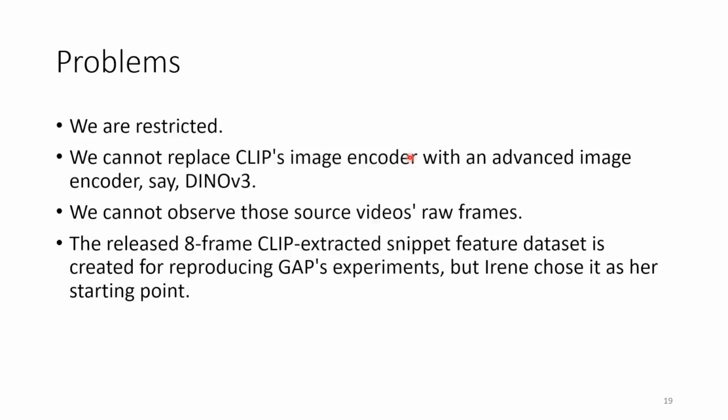However, I want to explain what is the problem we encounter right now. Because we cannot access the raw video, if I want to try to apply... CLIP is an image encoder, but can we use another image encoder? For example, DINOv3. DINOv3 in general is more powerful than CLIP. Can we apply DINOv3 to extract more powerful representations? No. So that's the problem.